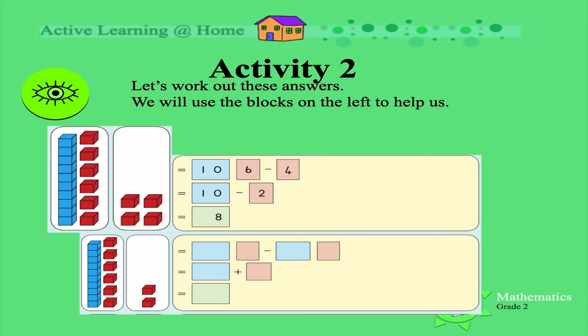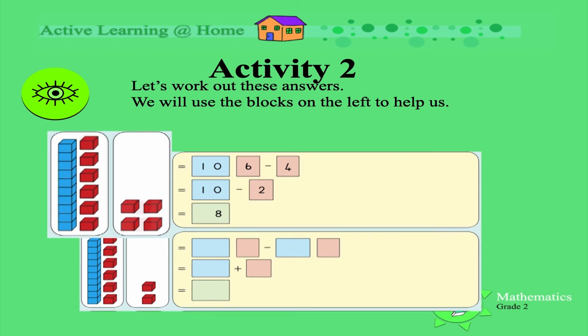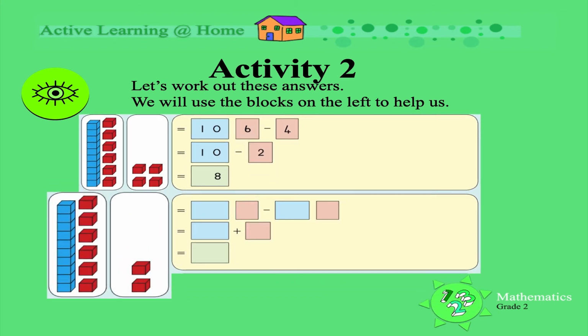10 minus 0 is 10, so we'll bring down the 10. 6 minus 4 is 2. 10 minus 2 is 8. Try this next one on your own first. On the left-hand side, you've got 16, which is the same as 10 and 6. And on the right-hand side, you've got 0 tens and 2 ones.